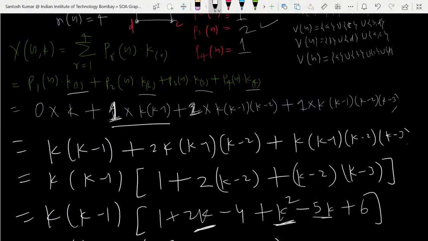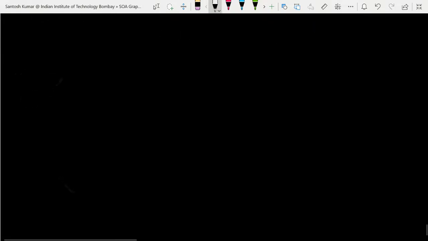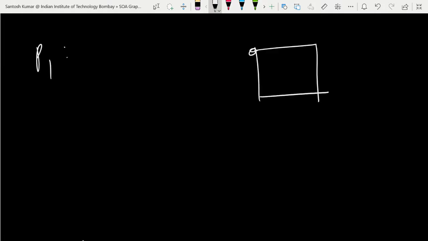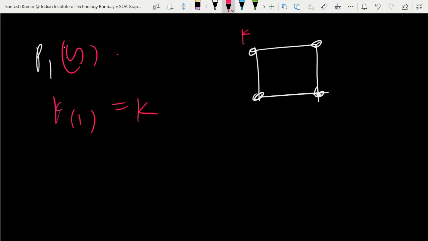And why this K1, K2, K3? Let me explain the logic. Why have they taken P1 with K1, P2 with K2, P3 with K3, P4 with K4? P1 means you are partitioning into just one set, but here that was not a possible case. You cannot partition, so P1 of G is 0, and K1 was just k. P1 of G means the number of partitions of the vertex set into only one independent set. That was not possible here.